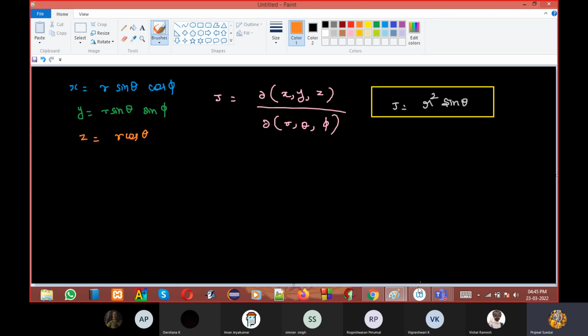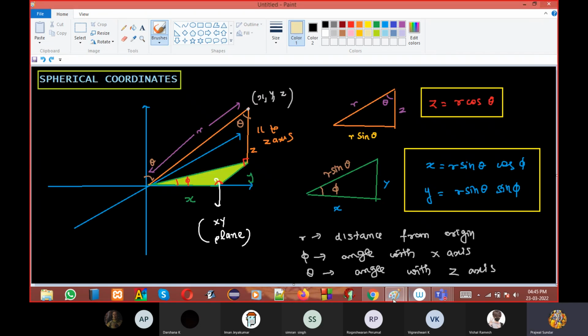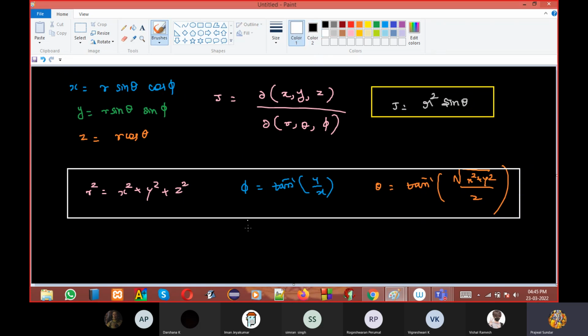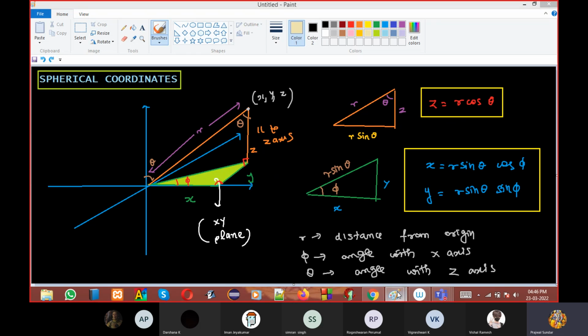Now we will come to the question. One more thing I can do, reversing carefully, I can also define some other relations. R squared I'll get as x squared plus y squared plus z squared, and I'll get phi equal to tan inverse of y by x, and theta as tan inverse of root of x squared plus y squared by z. These are inverse relations. If you want, you can note them, but they're not that important. This is the introduction for the spherical coordinate system.